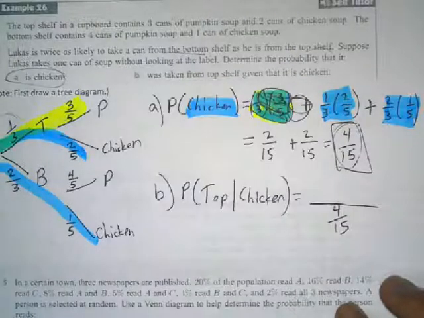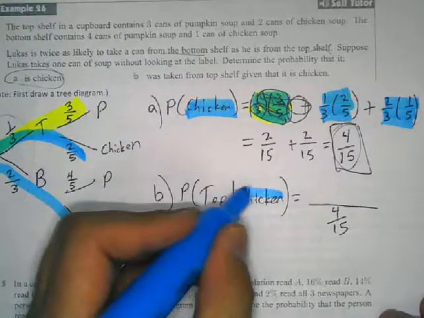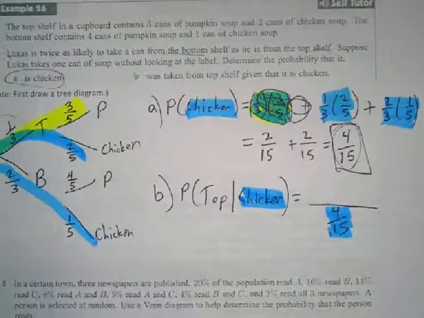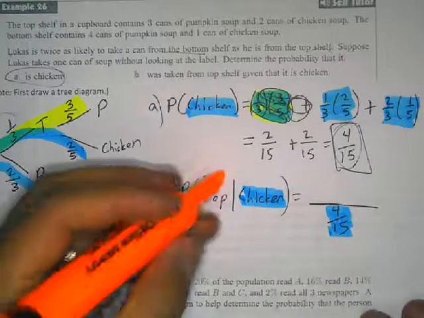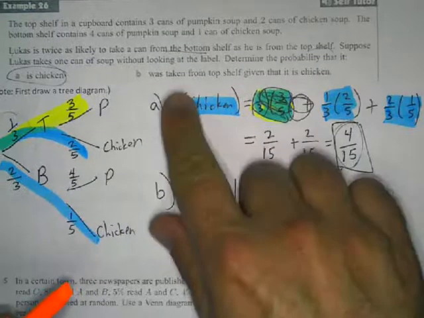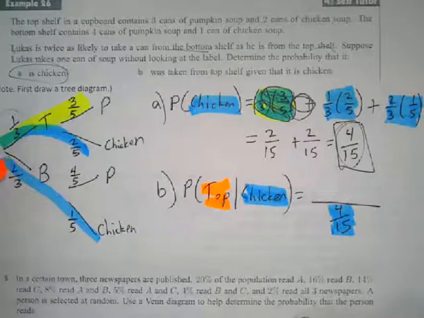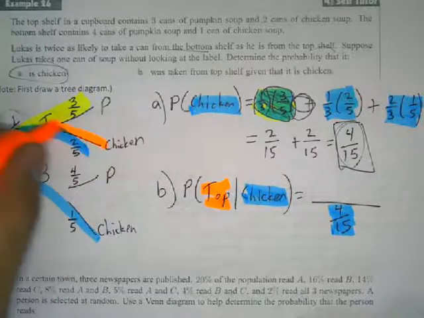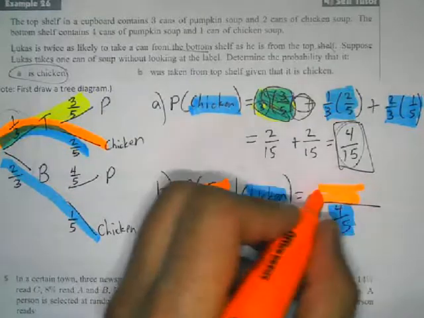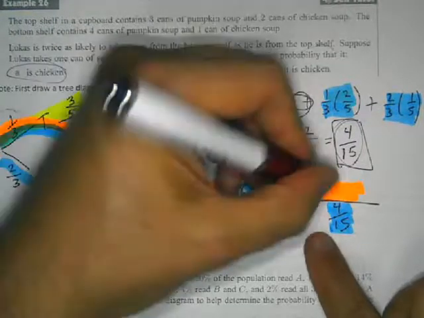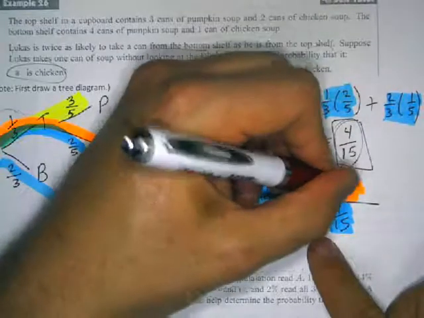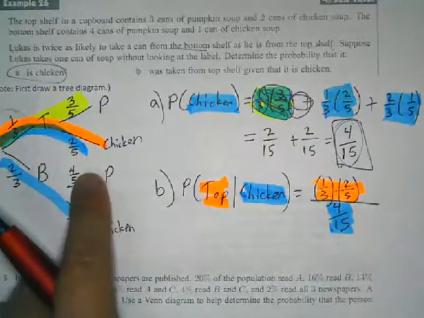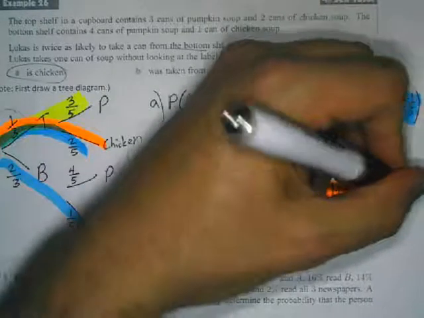Okay, so this is the probability that we are having chicken. Now the numerator is going to be the probability that it's top shelf and chicken. So top shelf and chicken is this route here, right? So 1/3 times 2/5, or 15ths. Sorry, 1/3 times 2/5, and that's going to give me 2/15.